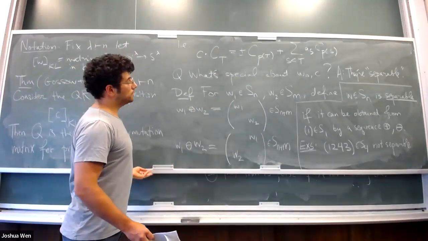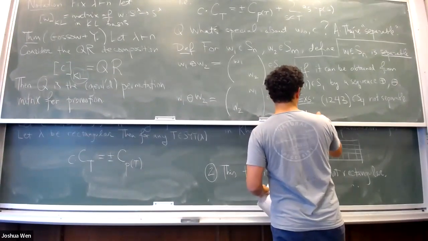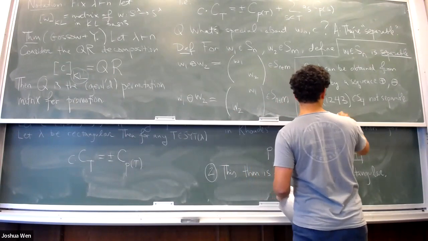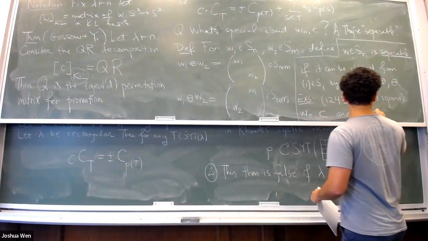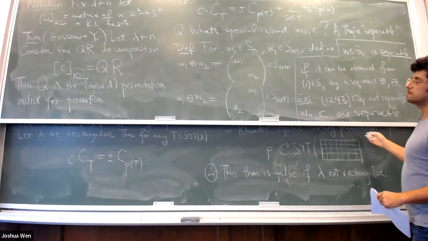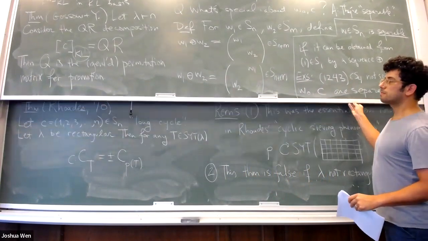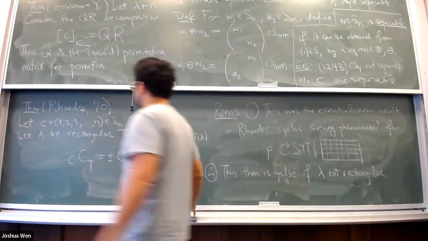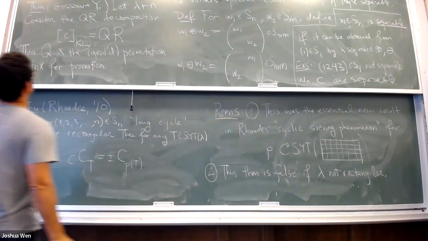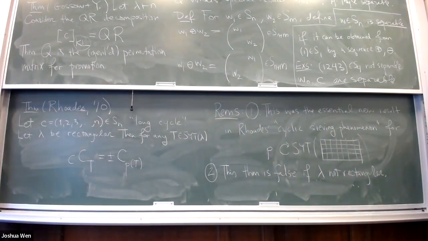And by the way, I should say examples of separable permutations include W naught and C. These are separable, and the claim is actually that this theorem that Martin and I proved goes through for separable permutations, all separable permutations.